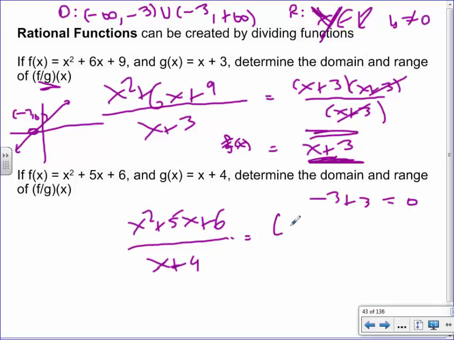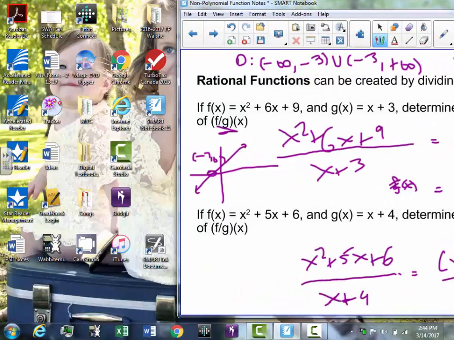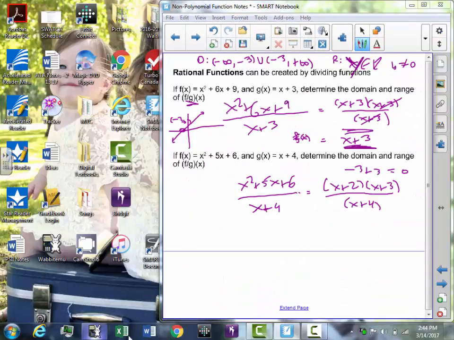Now, it sure would be nice if I could cancel away the issue. But when I try to factor this, hopefully you can see when you factor the 5x plus 6, it gives you a 2 and a 3. That doesn't have someone to cancel with. So this is now a rational function in which we don't have a hole in the graph. So I'd like to grab a graphing calculator now and talk through some of the properties of this graph.